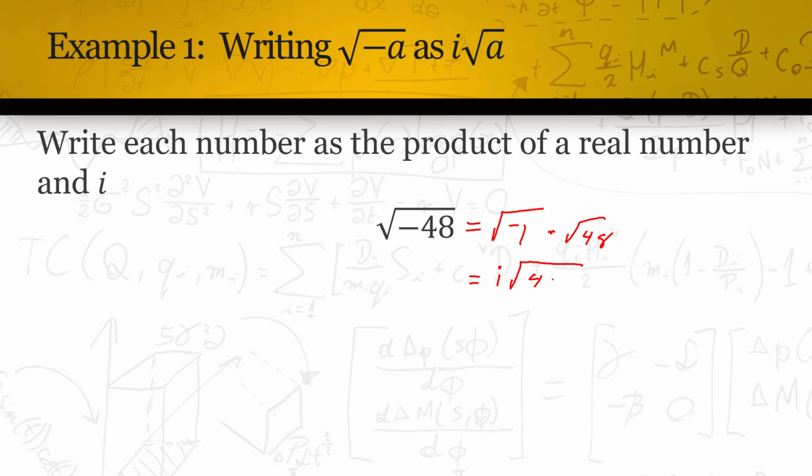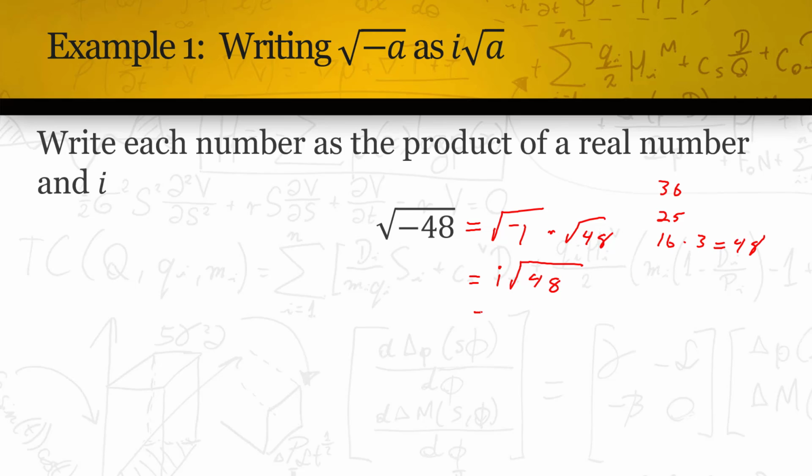Now we need to see if 48 has any factors that are perfect squares. What we do is we start off with the largest perfect square that's less than 48, which would be 36. And obviously that is not a factor of 48. Neither is 25, the next perfect square, 5 squared. That also is not a factor of 48, but 16 is. Indeed, 16 times 3 is 48.